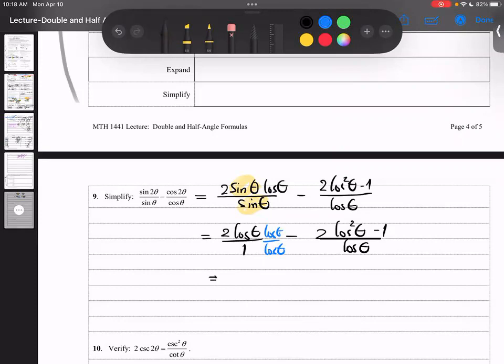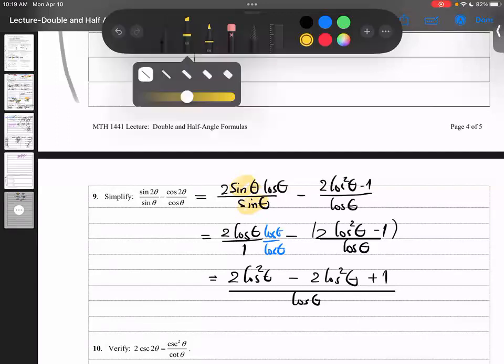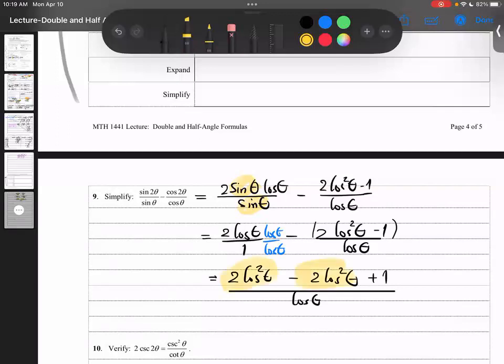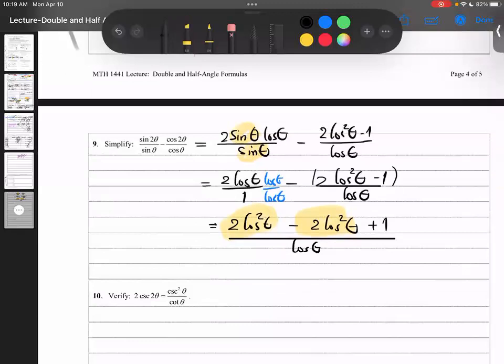Equal 2 cosine squared theta minus 2 cosine squared theta plus 1. Remember, you distribute the negative, right? You distribute the negative over cosine theta. The negative belongs to the whole fraction, not just the first term. Now I can cancel this and this. One over cosine theta, which is secant theta.